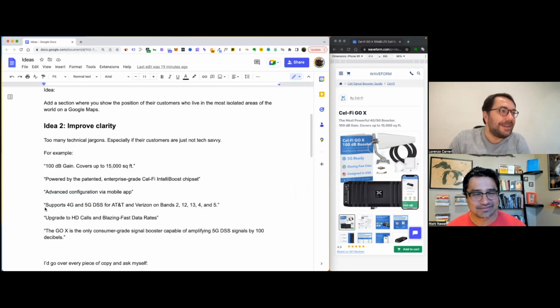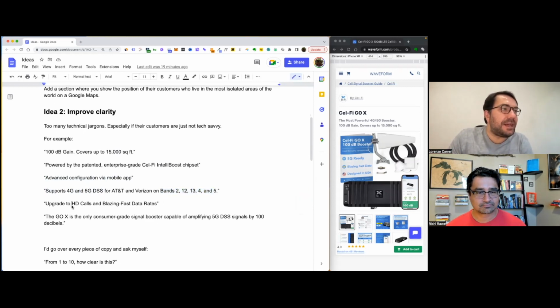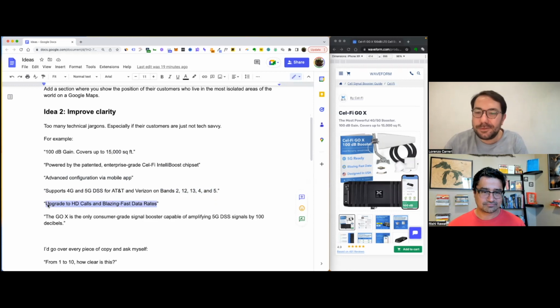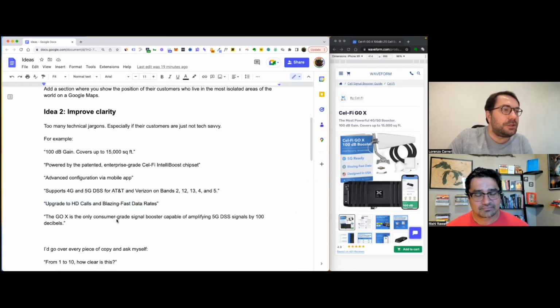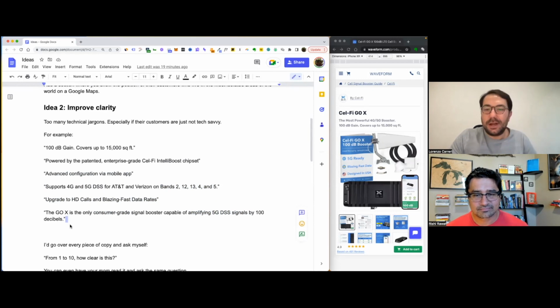Yeah, exactly. "Support 4G and 5G DSS for AT&T and Verizon, bands 2, 12, 13." Super unclear. "Upgrade to HD calls and blazing fast data rates." This could have been an insult to me, and I didn't even get it. "The Go X is the only consumer grade signal booster capable of amplifying 5G DSS signals by 10 decibels."